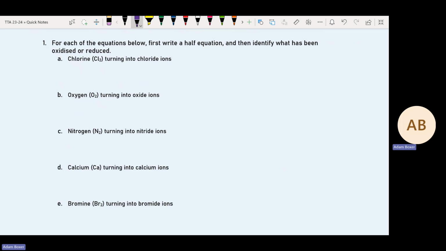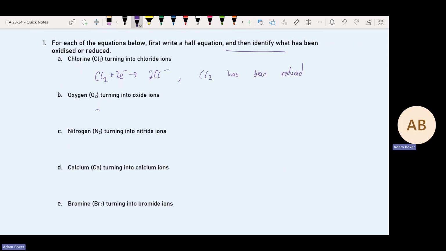So we've got equations below. I need to write half equations and then identify what's been oxidized or reduced. If you've forgotten to do that, then pause the video and make sure you do that now. And just go back. So in this one, I'm going to do Cl2, and it's forming 2Cl minus, and I'm losing my 2 electrons over here. And I would say Cl2 has been reduced. It's gained electrons, so it's been reduced.